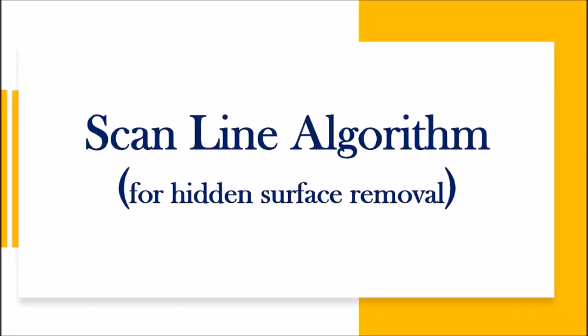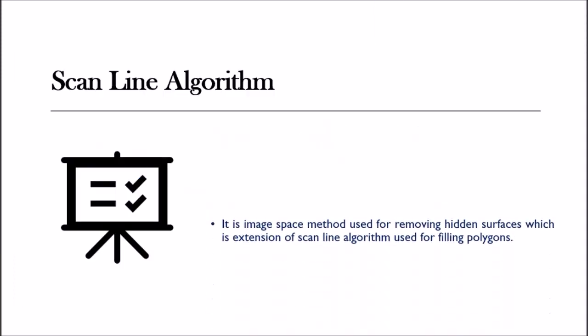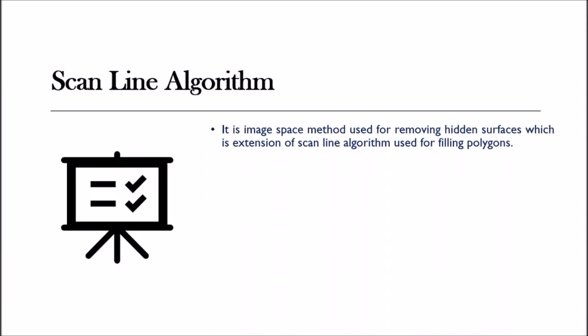The next hidden surface removal algorithm is the scanline algorithm. The scanline algorithm was already discussed in polygon filling methods in earlier tutorials, but this is the extension for finding hidden surfaces. In this case we are dealing not with a single polygon but with multiple polygons. So what is the scanline algorithm? It is an image space based method which is used to remove hidden surfaces, and as I have explained, it is an extension of the scanline algorithm used for filling polygons, dealing with multiple polygons instead of a single polygon.